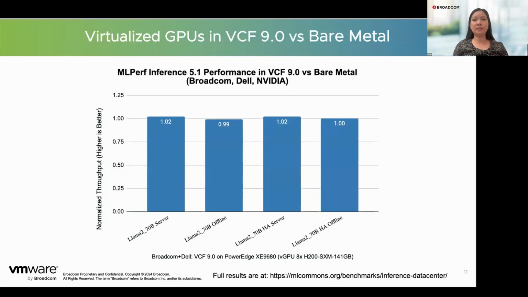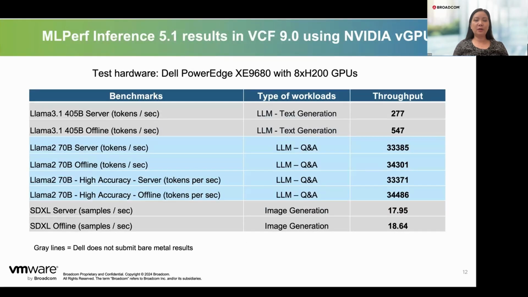For the comparison between virtual and bare metal, we present normalized throughput compared with bare metal, and you can see here there are no differences between virtual and bare metal. In the virtual case, we use fewer resources without sacrificing performance. And you can use the remaining compute resources, including CPU and memory, for other workloads, showcasing the benefit of VCF for managing AI data centers.